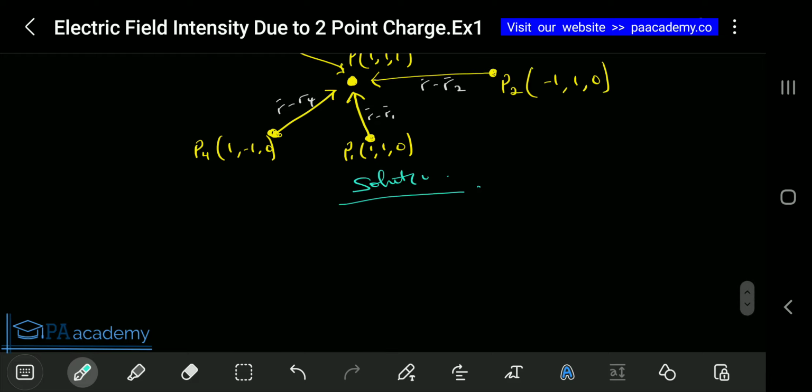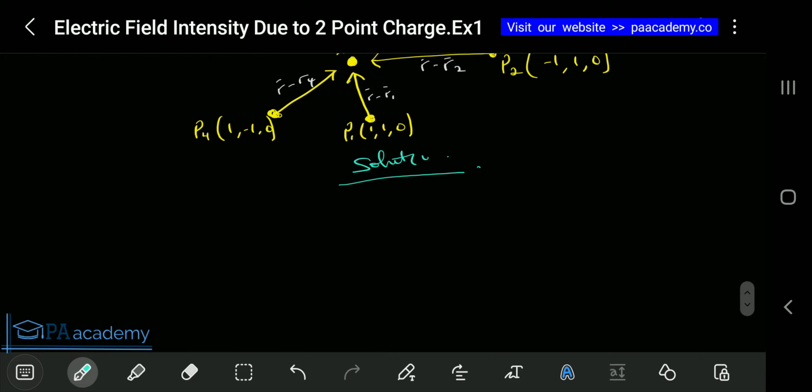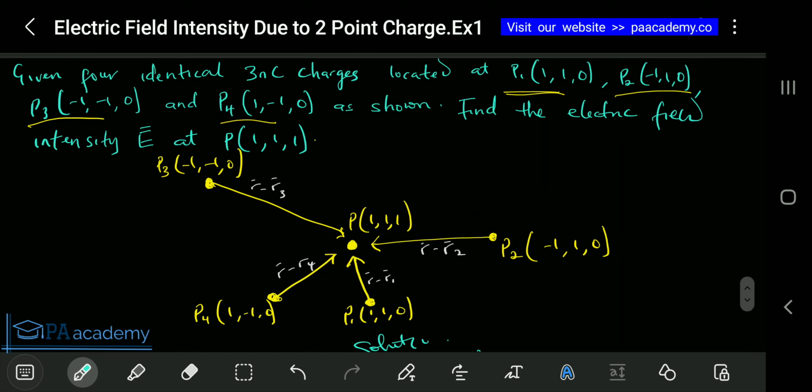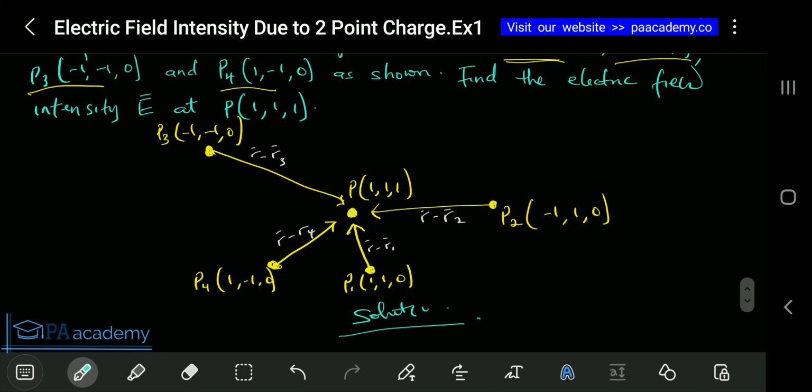Remember in the previous part, I said that if you had to look for the electric field intensity due to point charges, we are going to look for the electric field intensity due to each individual charge. Each of these charges, we look for the electric field intensity and sum them up. With that, we are going to get the electric field intensity at point P. So we calculate the electric field intensity of P1 on P, that of P2 on point P, that of P3 on point P, P4 on point P, then we add them up together.